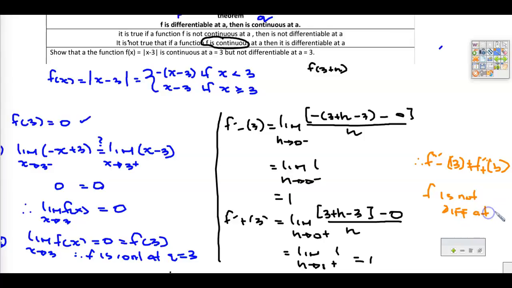at 3. So a function can be continuous at a value a, but doesn't have to be differentiable at a. But if a function is differentiable at a, then it must be continuous at a.